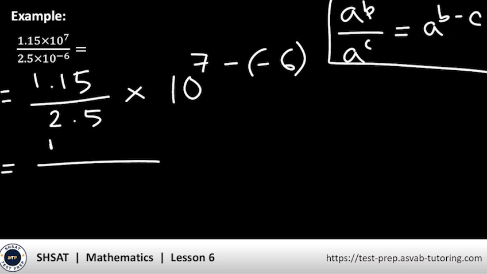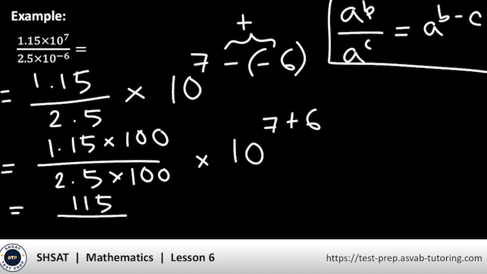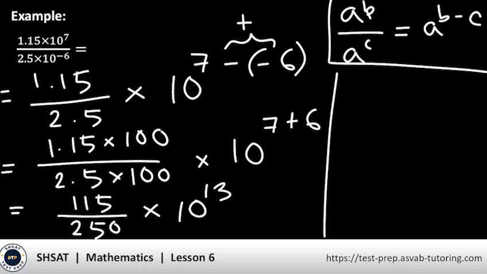Okay. And now what happens to 1.15 over 2.5? What happens here is you can actually remove the decimals by multiplying by 100. So if you do that with 1.15 in the numerator, you also need to do that to the denominator. And here, 10 to the power 7 minus minus 6 makes plus, so that is 7 plus 6. Now that is 115, and here we have 250. So 10 to the power 7 plus 6 is 13. So you do 115 over 250 individually, okay? If you do that in decimal, that's going to be 0.46 times 10 to the power 13.